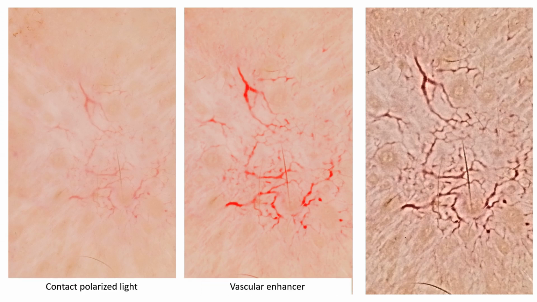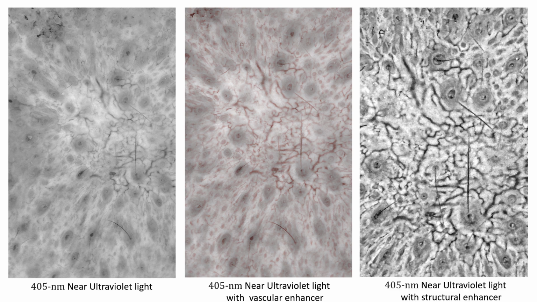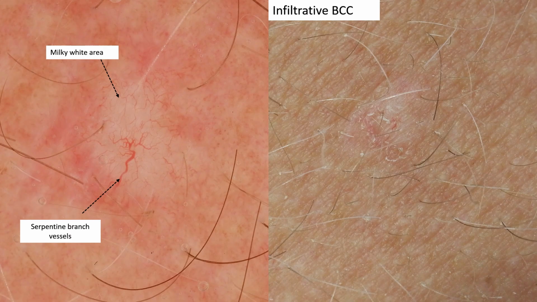Now these vessels are enhanced with the vascular enhancer as well as the structural enhancer. In this particular case, the same case in the near ultraviolet light, you can see the vessels better in the vascular enhancer and very sharp with the structural enhancer. If we compare the three, near ultraviolet light with the vascular enhancer, the polarized dermoscopy with the vascular enhancer, and the structural enhancer, very characteristic of an infiltrative basal cell carcinoma.